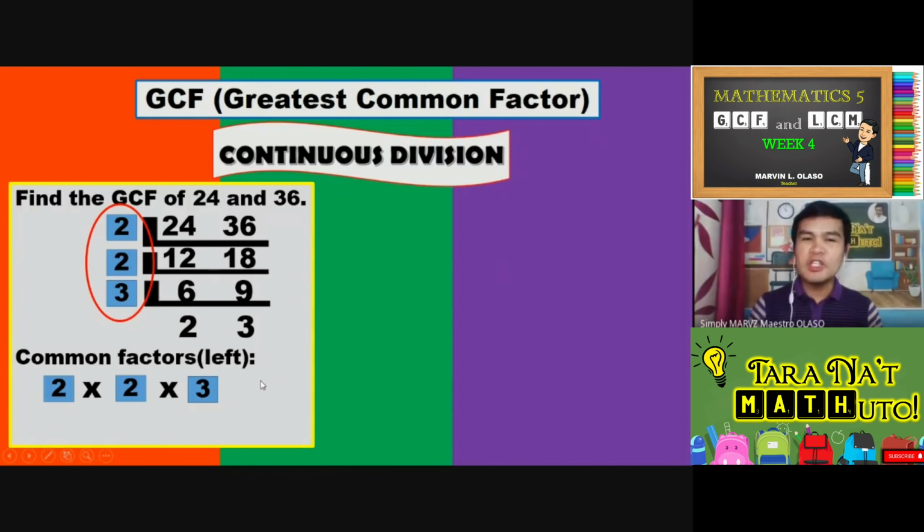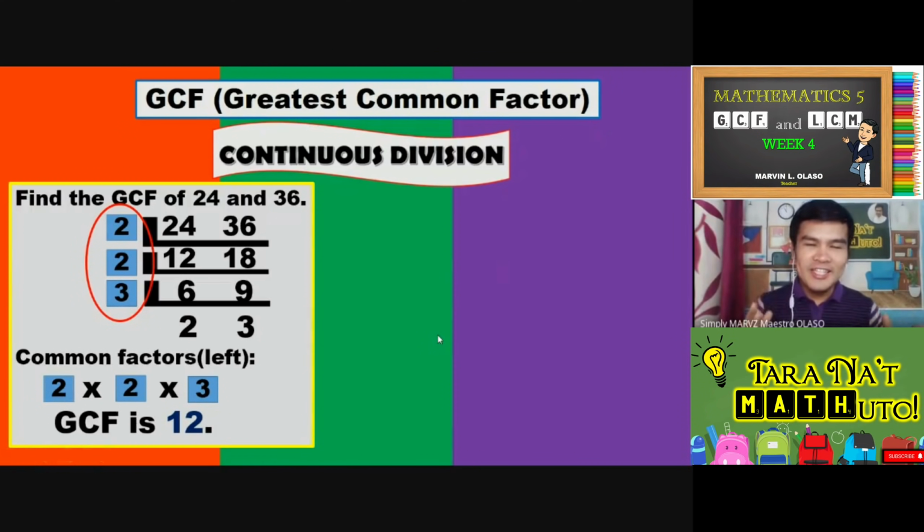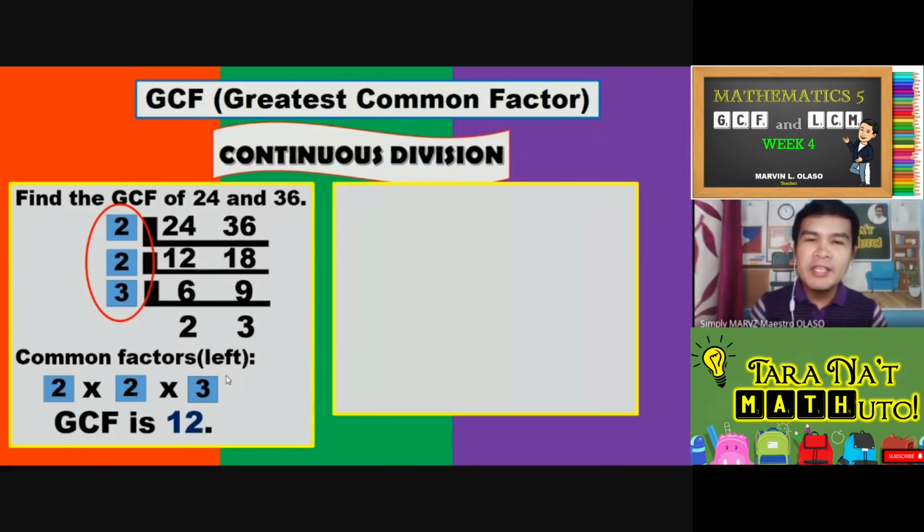Sige nga, sagutin nyo ako. 2 times 2. Correct. 4. 4 times 3. Yes. 12. So, the GCF of 24 and 36 is 12. Okay. Sir, paano kung iba-iba yung naiisip ko kapag magdi-divide na ako sa 24 and 36, iba yung unang naiisip ko? Eto na. So, mag-example tayo, no?